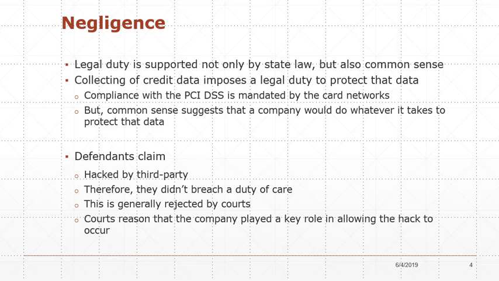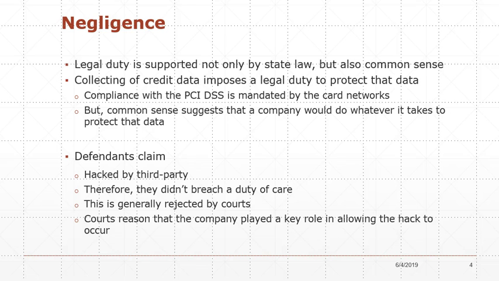The legal duty is supported not only by state law, but also common sense. For instance, if you're collecting credit card data, it imposes a legal duty to protect that data. But compliance with the PCI DSS is mandated by the card networks. So in other words, if you have card data, you have to be compliant at all times with the PCI DSS. And this is hard to do. Companies change networks, companies move data around. They do a number of different things that may expose that data. But common sense suggests that a company would do whatever it takes to protect that data. So that means you have to start thinking about security when you're designing new networks, writing new applications or whatever, so that you understand what might happen to that data which you have a duty to protect.